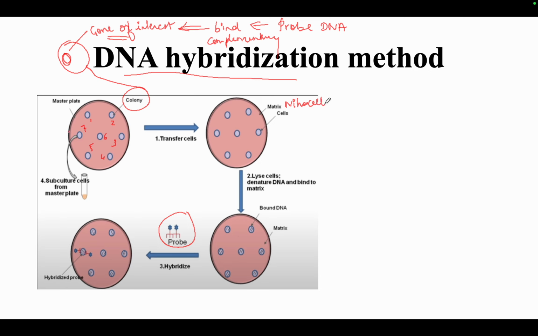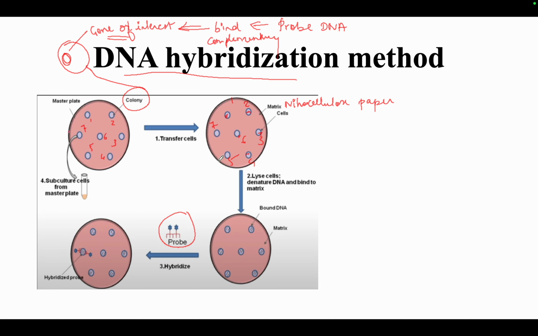Why nitrocellulose paper? It has affinity for DNA. So if we stick the nitrocellulose paper here, it will capture a few cultures. It will capture our culture in the same fashion, 1, 2, 3, 4, 5, 6, 7. It will capture the same design from the master plate onto this nitrocellulose paper.